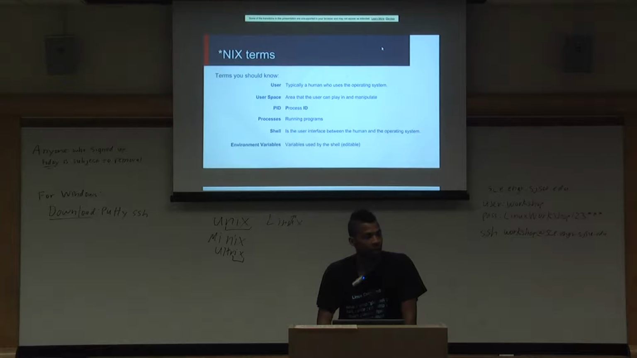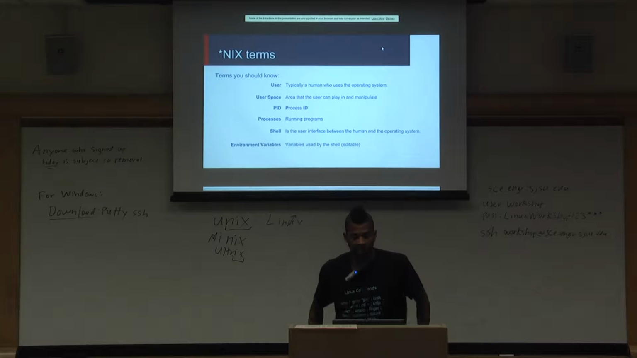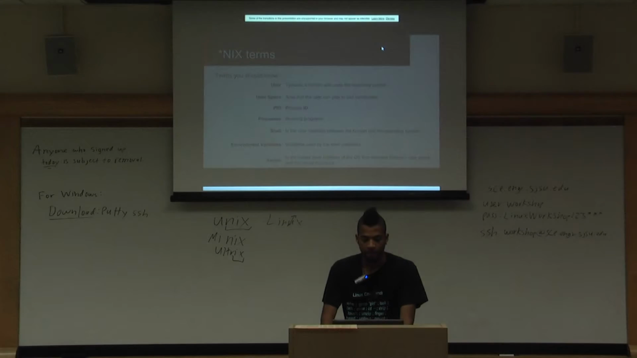Environment variables are variables that are in the shell that you can edit and manipulate and use. There's a whole bunch of them that's already set up for you to make your life easier, such as the class path. And the kernel is the lowest level software of the OS that interacts between the user space and the actual hardware.